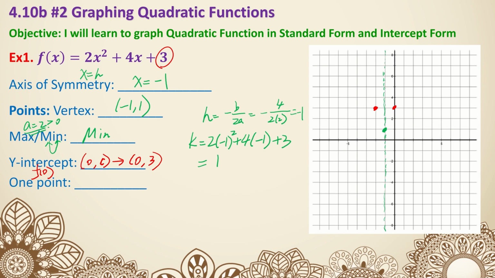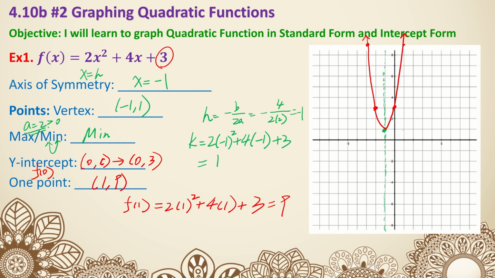Next, we need to find one extra point. Well, the y-intercept is 1 away, so let's find a 2 away. So let's find f of 1: 2 times 1 squared plus 4 times 1 plus 3. 2 plus 4 is a 6, plus 3 it's a 9. So we have another point, 1, 9. Because as soon as we have 1, 9, we can also use reflection to find another point. 1, 9 is right here. We can reflect to the left. We'll also find this point. So now, lastly, we are going to connect them into a smooth curve. There you go. That's example 1.